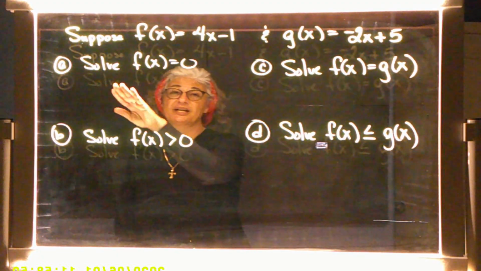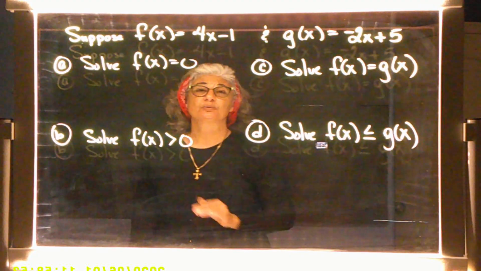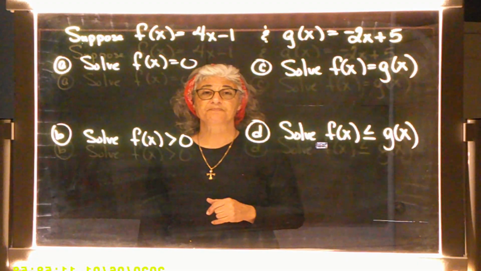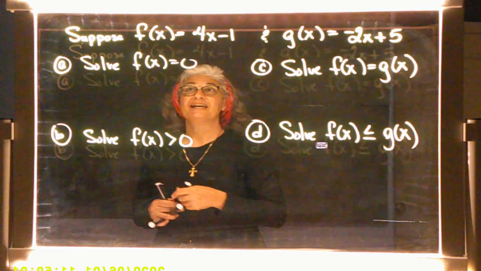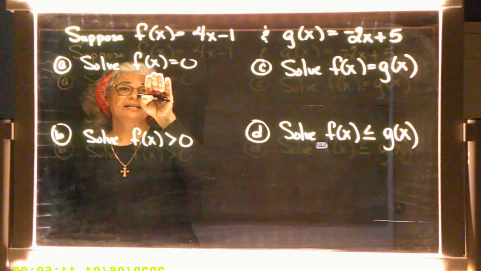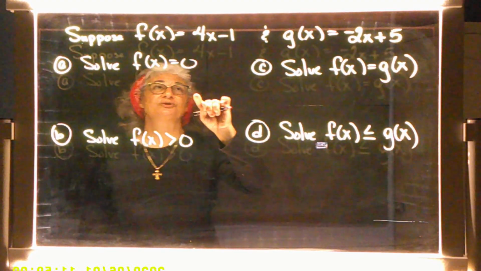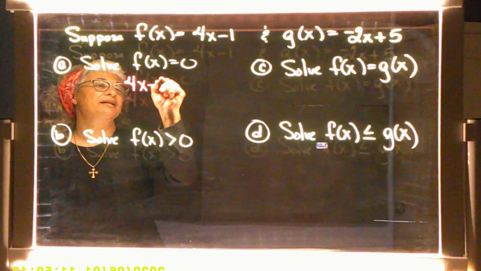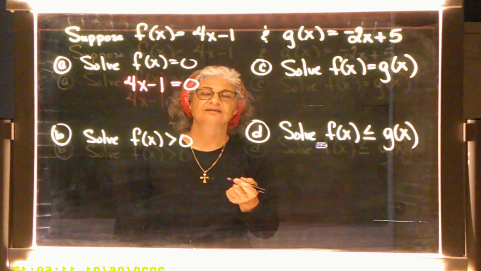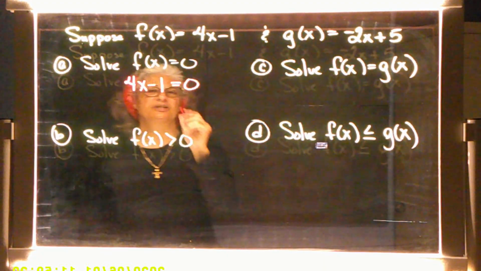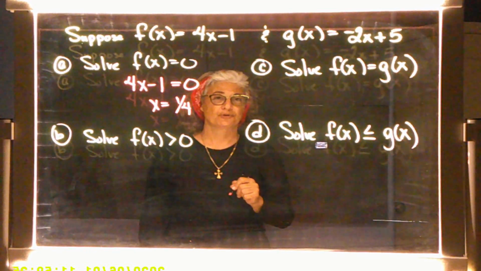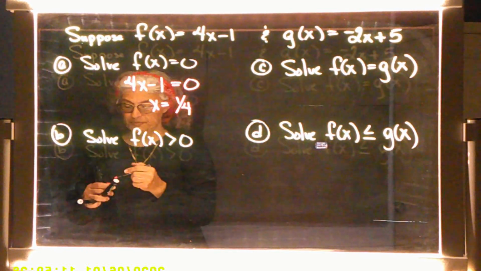So let's take a look at part A. Part A says solve f of x equals 0. Well, here's the deal. Don't you know what f of x is? They told you. They said f of x was equal to 4x minus 1. So instead of writing f of x, couldn't you substitute in 4x minus 1 equals 0? Does that make sense? Awesome. And from here you know how to solve. I'm not going to insult your intelligence. From here you get x equaling a positive 1/4. Agreed? Okay, let's look at part B.